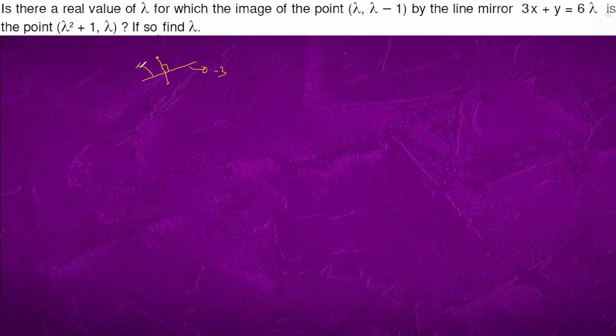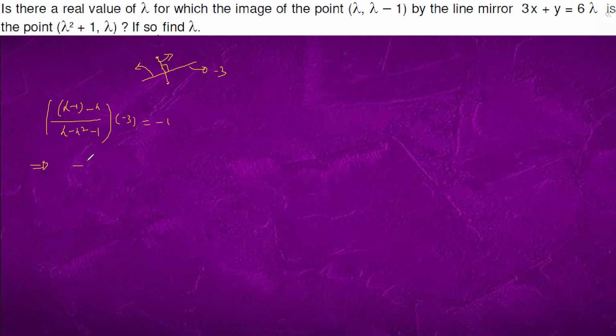And the slope of this line is what? Slope of this line is minus a by b. The slope of this line is what? y minus y1, so lambda minus 1, minus lambda upon lambda minus lambda square minus 1. This is the slope. If you multiply this with minus 3, it will come out to be minus 1.